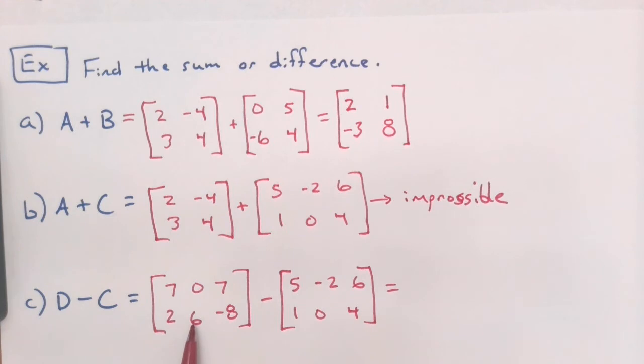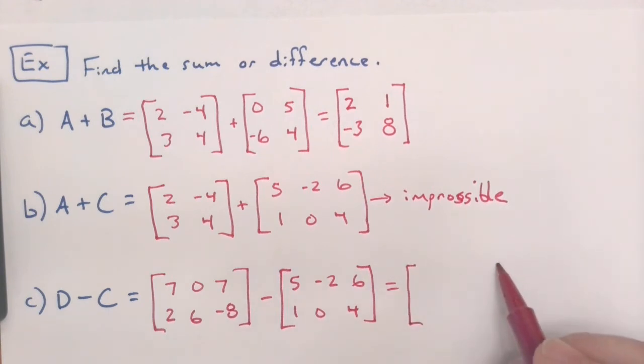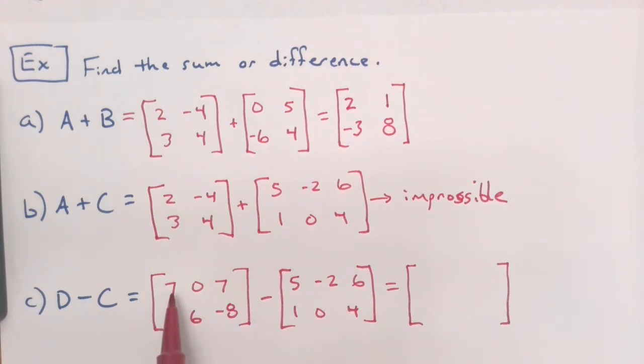That is a 2 by 3 matrix minus another 2 by 3 matrix. They are the same dimension, so we will be able to add or subtract them, and the answer is also going to be a 2 by 3 matrix. So running through each element position by position, upper left-hand corner, 7 minus 5 is 2. In row 1, column 2, we would have 0 minus a negative 2, which is 2.